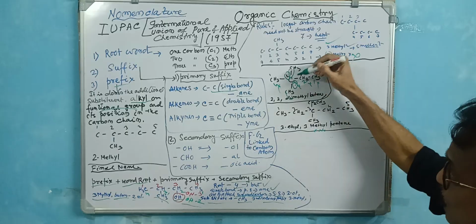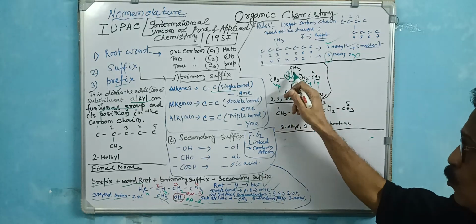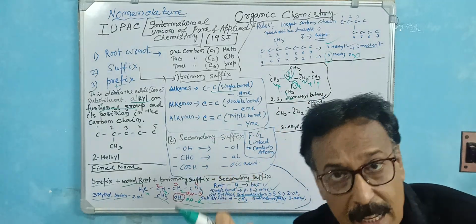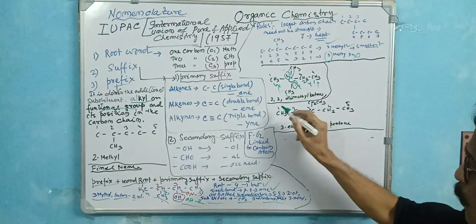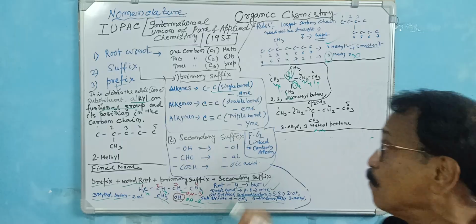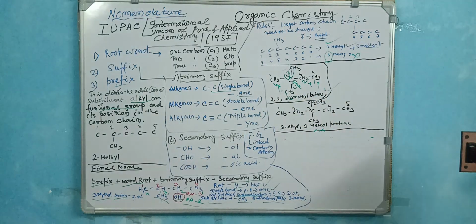So 2, 2. The position is indicated 2 times, 2,2-dimethyl, because 2 methyl groups are there. 2 is the carbon number position. 2,2-dimethyl butane, because the longest chain is 4. Is it clear to you? 2,2-dimethyl butane.